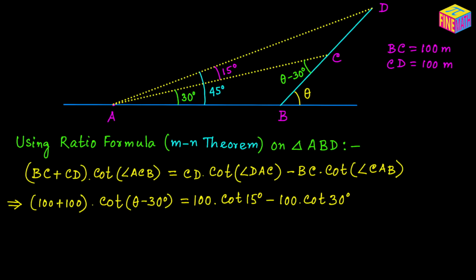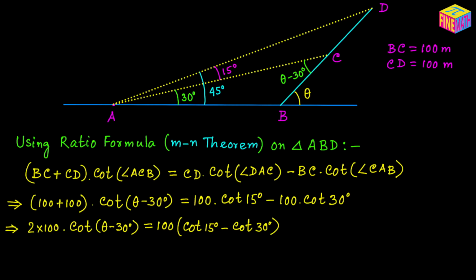And if we simplify this, can it be written like this? 100 plus 100 becomes 200, so I am writing that as 2 times 100 times cotangent of theta minus 30 degree is equal to 100 comes out as a common factor, and then we are left with cotangent of 15 degree minus cotangent of 30 degree. Now the 100 on the left hand side and the 100 on the right hand side, they are going to cancel out each other. So on the left hand side we are going to be left with 2 times cotangent of theta minus 30 degree, and on the right hand side we will have cotangent of 15 degree minus cotangent of 30 degree.